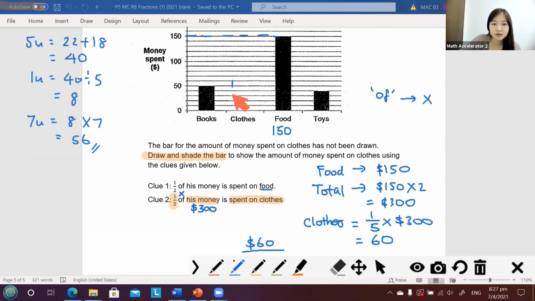So it's just $10 above the $50. Okay, use your ruler, go and shade in the bar. Okay, so if you have your own method and you can get $60 also, it's fine. Okay, there are many ways to do this. This is just one of the ways. Okay, using the clue.